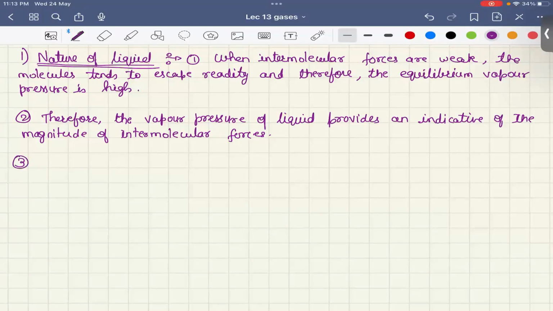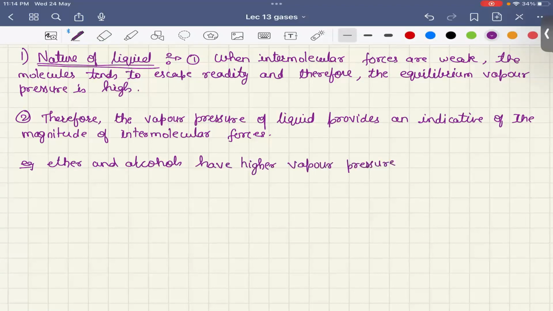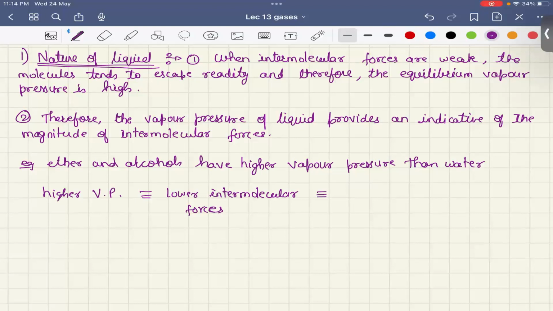So for example, ether and alcohol have higher vapor pressure than water. That means higher vapor pressure means lower intermolecular forces, which means that it is easier to evaporate.